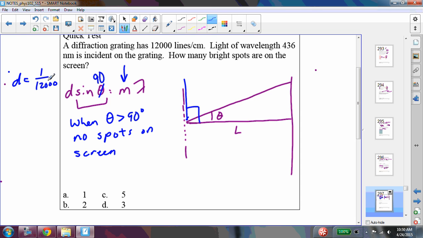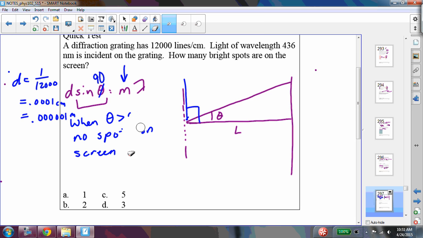I get 0.00. That's in centimeters, but if I want to convert this to meters, it's going to be 0.000001. I add 2 zeros, so that's my distance in meters. So that's going to be my value for d.